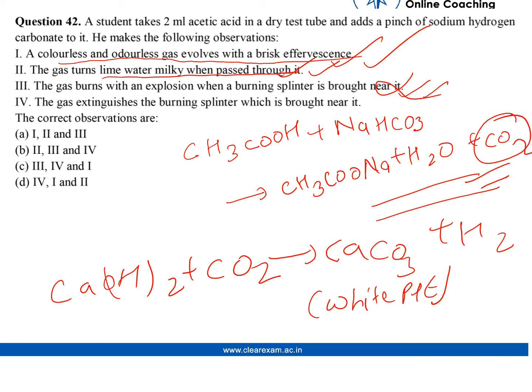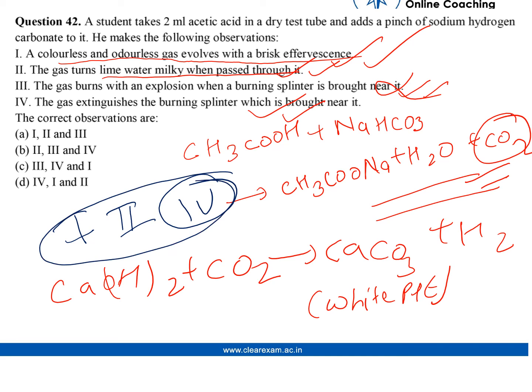Fourth option: the gas extinguishes the burning splinter which is brought near it, as carbon dioxide is a fire extinguisher. So the fourth option is also correct. So our required answer is first, second and fourth. In option D, these three are given. So our required answer is option D.